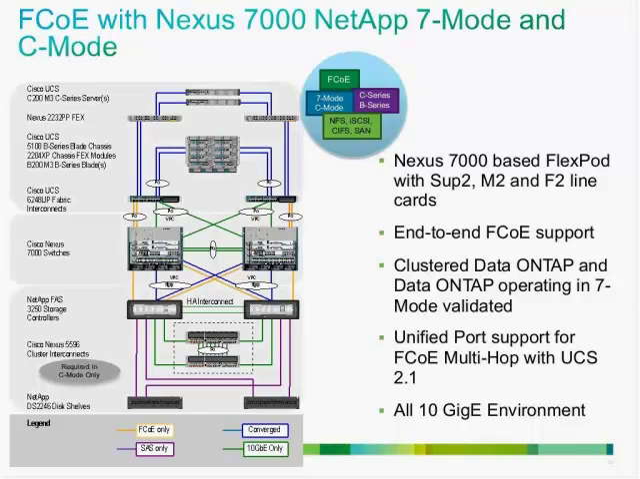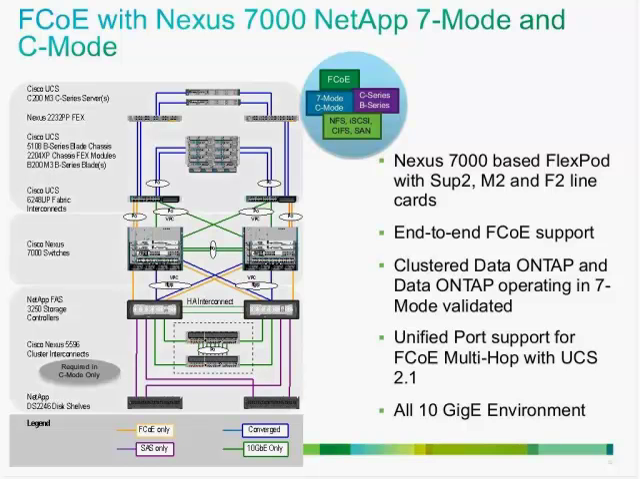So after validating or coming out with the design with the Nexus 7000, which was IP only, the next step, as you must have guessed by now, would be to actually introduce FCoE to the design. So the Nexus 7000 based design with 7-Mode as well as cluster mode with FCoE was the next step, and we have delivered CVDs on this. In this particular design, there are a couple of things which we want to point out.